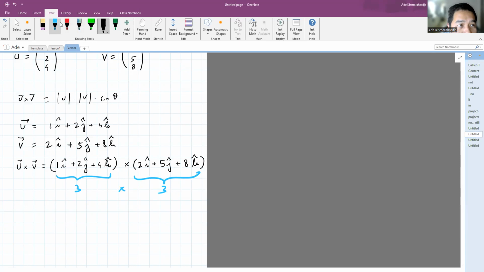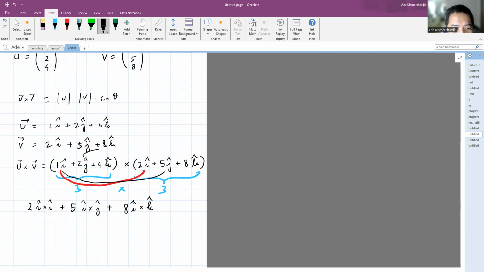Now let's see the first one. Basically that's from this cross product with that. So let's do this now. 1i cross 2i. So what is that? You can just multiply the numbers. 1 times 2 is 2, and then we have i cross i. That's the first one. Now what is the second one? That's from 1i cross 5j. So again, 1 times 5, it's 5, and then i cross j. Next up, 1i cross 8k. So 8i cross k. So these are from this term multiplied by all of these, yes?